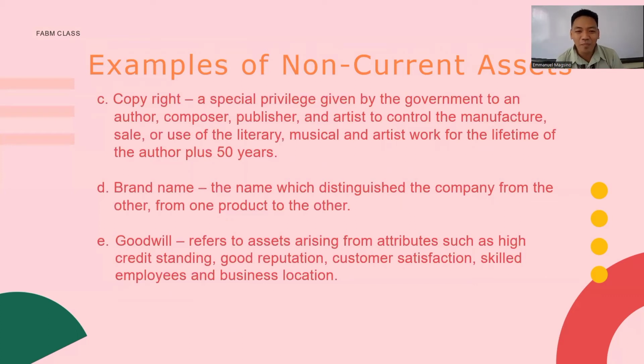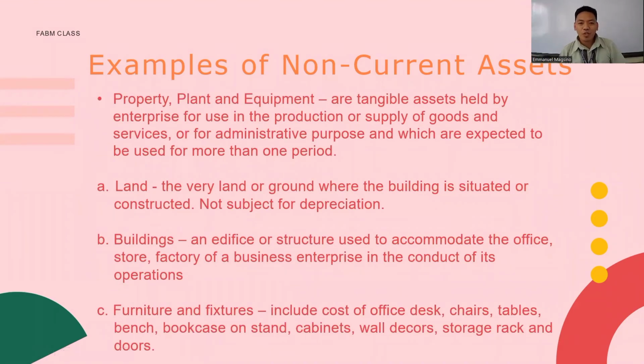Okay, next, brand name, the name which distinguishes the company from the other, from one product to the other. Next is goodwill. Goodwill refers to assets arising from attributes such as high credit standing, good reputation, customer satisfaction, skilled employees, and business location. These are the examples of non-current assets. We have property, plant, and equipment. These are the tangible assets held by the enterprise for use in the production or supply of goods and services, or for administrative purposes, and which are expected to be used for more than one period.